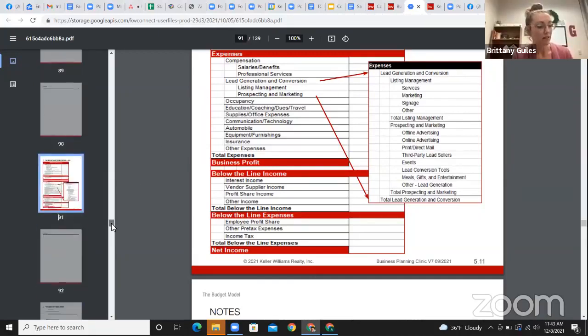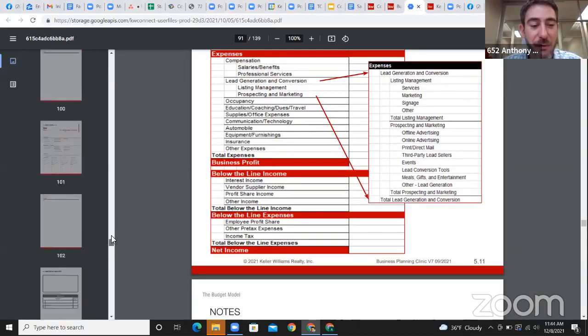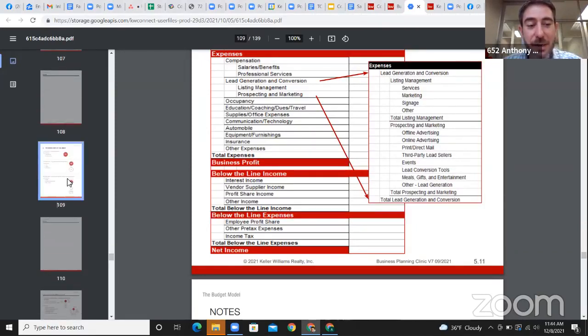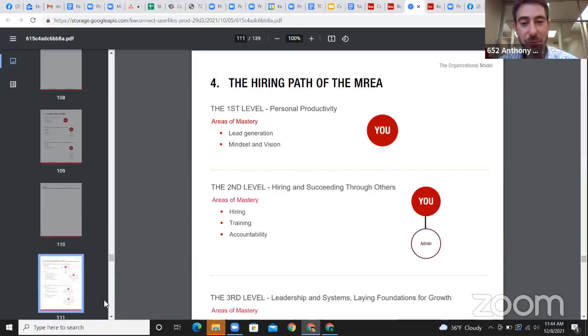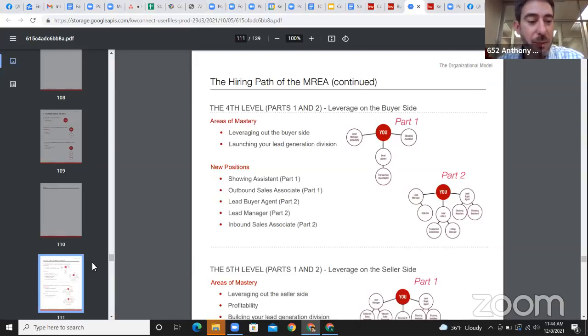My favorite is the org model, just because I love my people. I love building and seeing that we can create this opportunity for somebody else, right? When you hire this admin, it's not to get stuff off your plate, it's to create an opportunity for them to grow and achieve their goals. And when I look at this, here's a quick view of how quickly you get to a pretty big team.